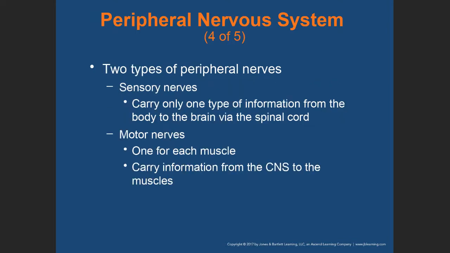Two types of peripheral nerves you need to be familiar with are your sensory nerves and your motor nerves. Sensory nerves carry only one type of information, from the body to the brain. Motor nerves carry information from the brain to the muscle.